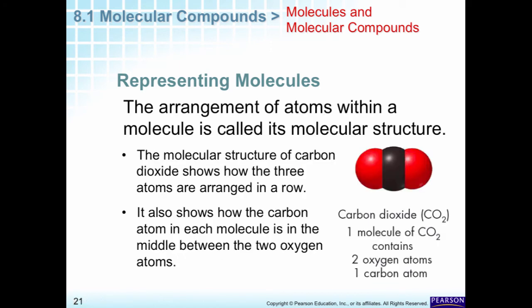The arrangement of how the atoms are put together is, obviously, a structure, so it's called the molecular structure. So carbon dioxide is linear. There's a carbon here, and an oxygen on either side. This is a space-filling model. So it's all in a row.